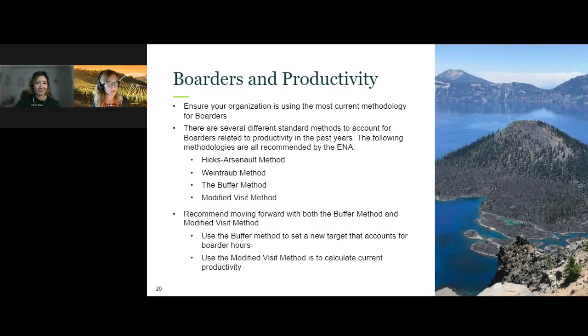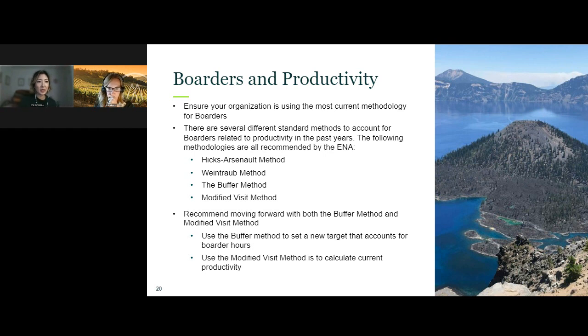Pat, I'm going to pass it to you for borders and productivity. All right, great. So we noticed a couple of the attendees mentioned that borders was kind of top of mind, and it's definitely something that we're seeing more and more EDs are faced with. You're just having a lot of holds, you're having a lot of borders.